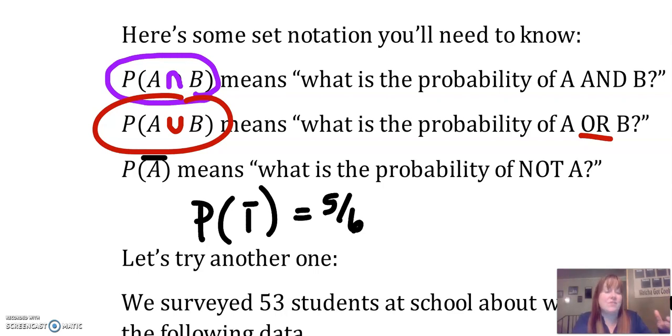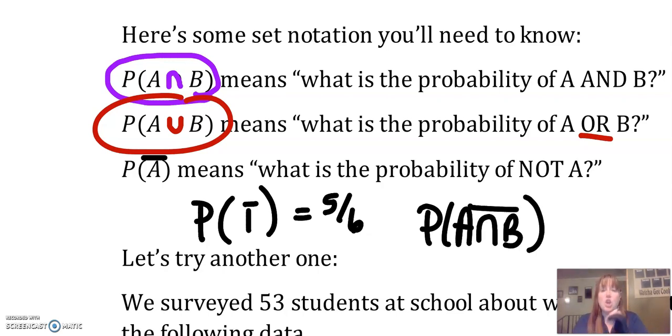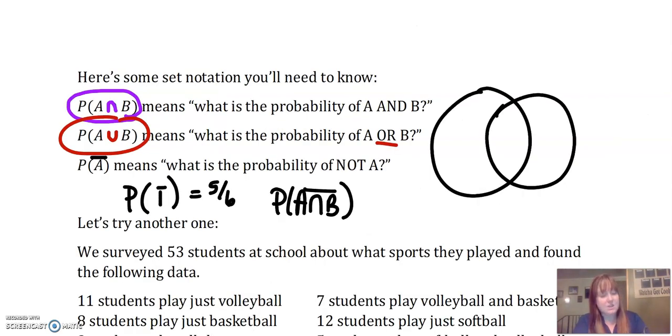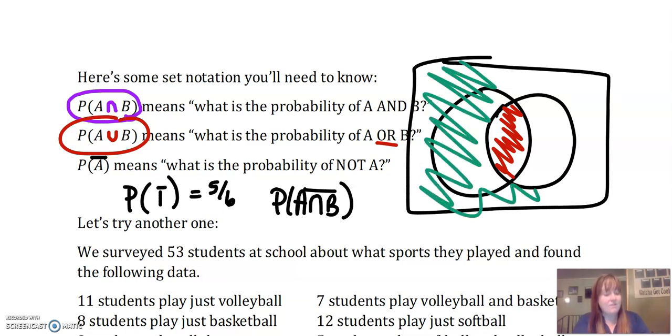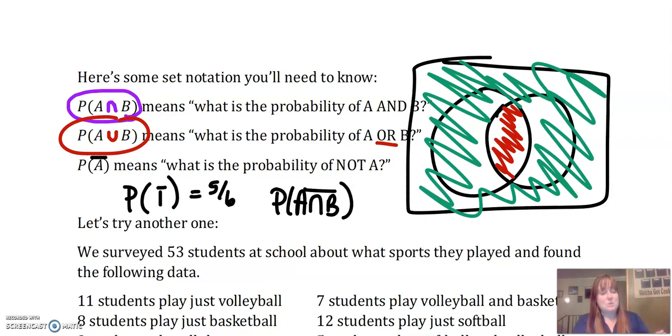Or if the event A is being female, then the probability of not A would be the probability of someone not being a female. What if I said probability of not A and B? See the lines across the entire thing. So it's like the opposite of A and B. If A and B is this intersection of the two circles, right? Then not A and B would be everything else. So the probability of not A and B would be everything around. Okay, so let's look at an example with this.